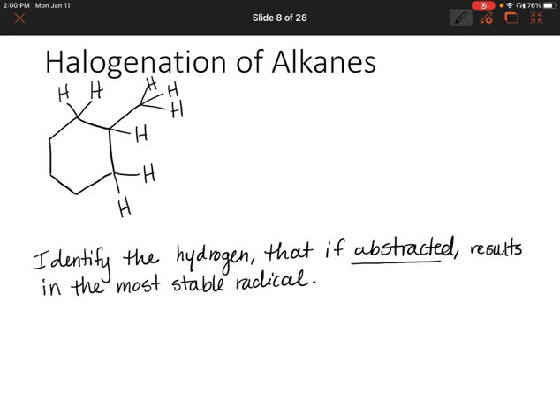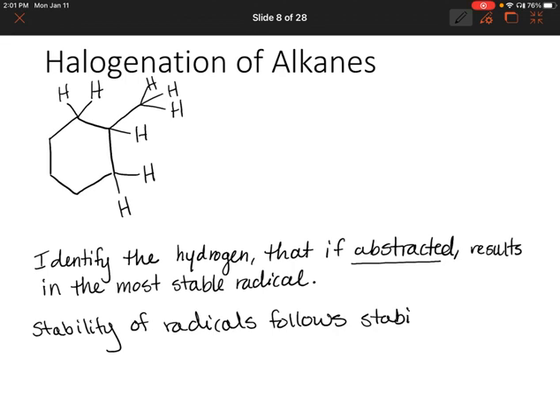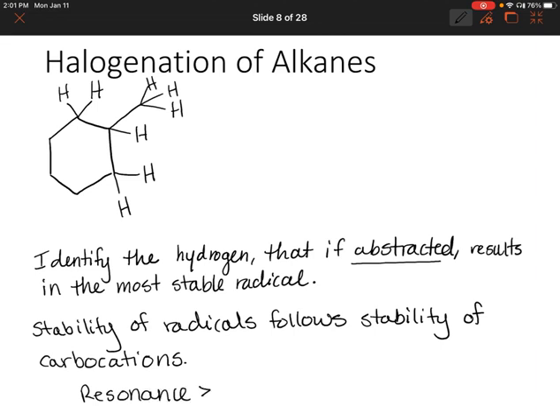And remember that the stability of radicals is very similar to carbocations. So if you have resonance, that's going to be the most stable option. But then the next most stable option is a tertiary radical, then a secondary radical, then a primary, and then a methyl radical.